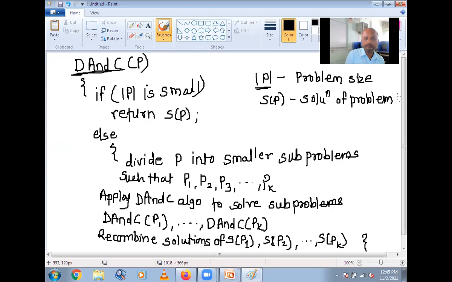See here, the name of the algorithm is divide and conquer. The same name is used in this part, that is, apply the divide and conquer algorithm to solve, that is, the same algorithm is used here for solving problem first, problem second, and up to problem K. So in this chapter we are using recursive algorithm, the use of recursive algorithm.